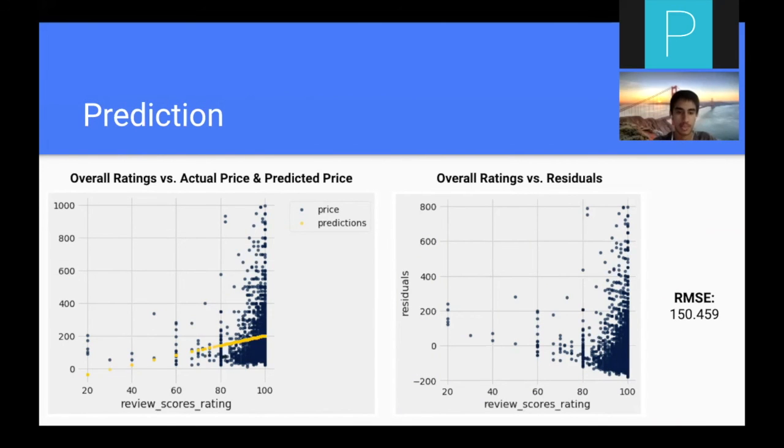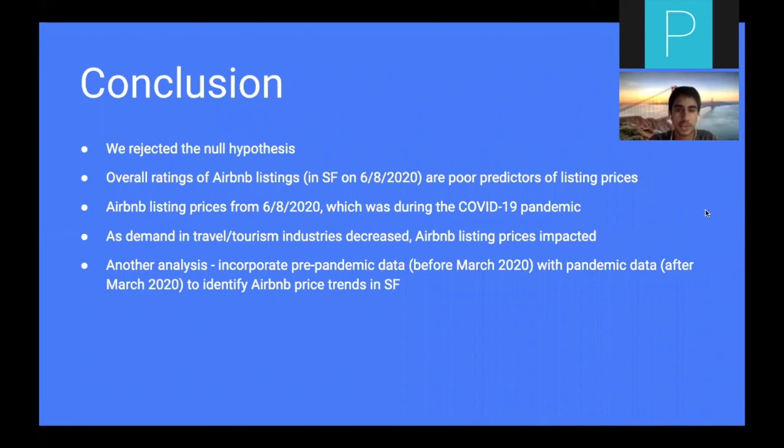Next slide. So in conclusion, from the hypothesis test, we were able to reject the null hypothesis. And from the prediction procedure, we found that overall ratings of Airbnb listings in San Francisco on June 8th are poor predictors of listing prices. We cannot extend our findings to pre-pandemic and post-pandemic because the Airbnb listing prices we used were from a day during the pandemic, which could have impacted the relationship between the two variables. And finally, another analysis we would like to do is to incorporate pre-pandemic data before March 2020 with pandemic data after March 2020 to identify Airbnb price trends in San Francisco.